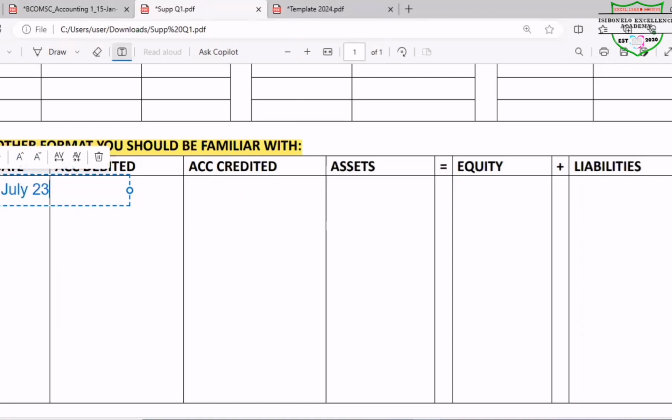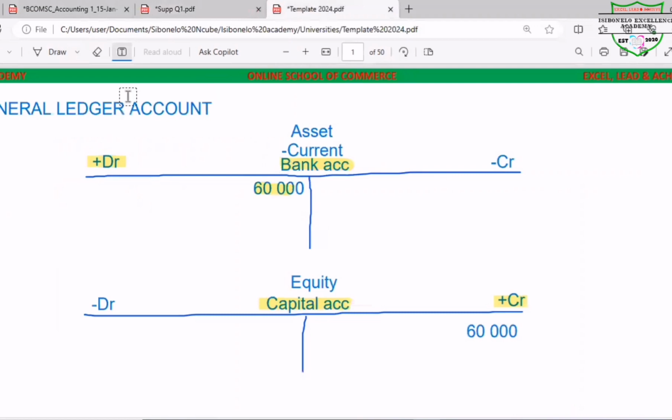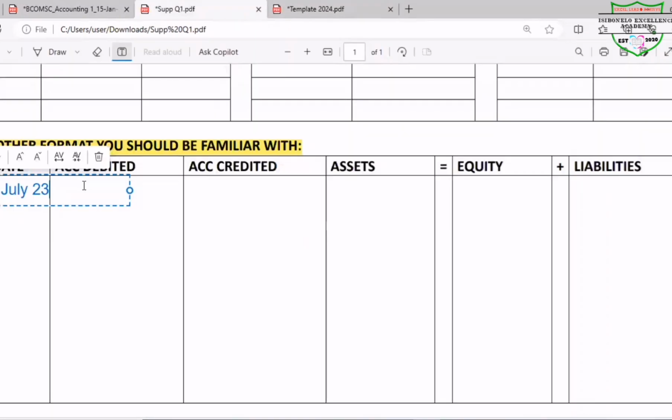Okay, so now in this format, we show the account that is debited. So already we have shown that in the T account. So the account that is debited is bank account. So bank account is debited and capital account is credited. So the account debited is bank. So bank is an asset, so I will put A. And then the second account that is credited is capital. So capital account is an equity account. So I will put E.